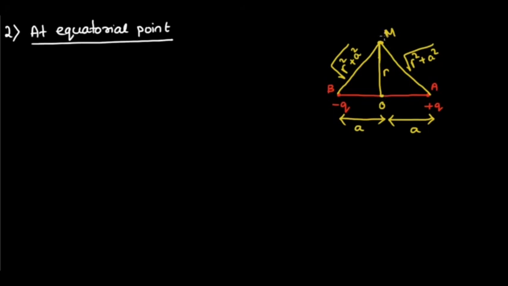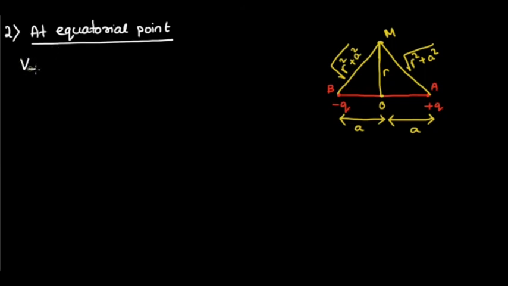And this is the equatorial line, and on the equatorial line I have chosen a point M, which is at a distance r from the center O of the dipole, and this point M is equidistant from both the charges. The distance is square root of r square plus a square. So I will write the expression for the electric potential at the point M due to both the charges.